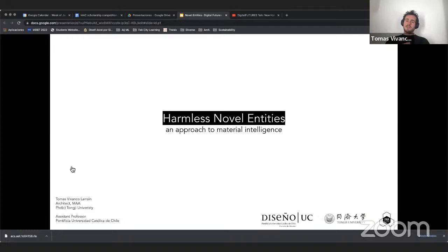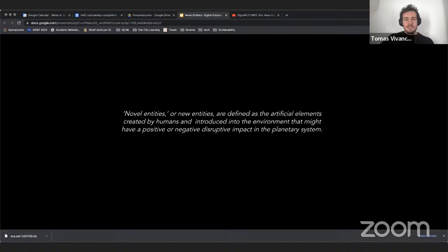So what is a novel entity? Novel entities are defined as the artificial elements or the things that we as humans design and create, but also introduce into the environment. And those things might have a positive or negative disruptive impact on our planetary system.